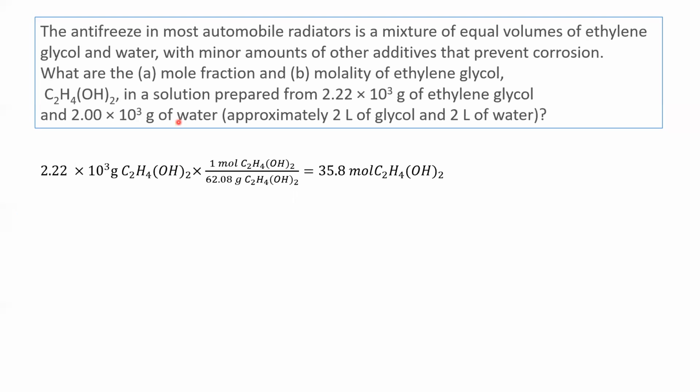And if you don't have a periodic table in front of you, I'll tell you that water is 18.02 grams per mole. Okay, the molar mass for water is 18.02 grams per mole. So take 2.00 times 10 to the third grams of water, model it the way I did this problem here, and calculate how many moles of water we have.